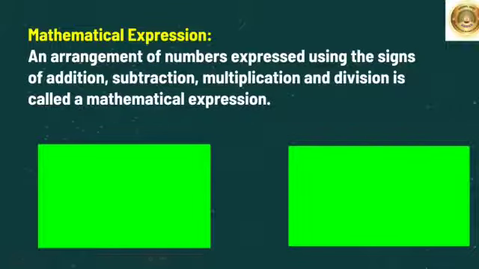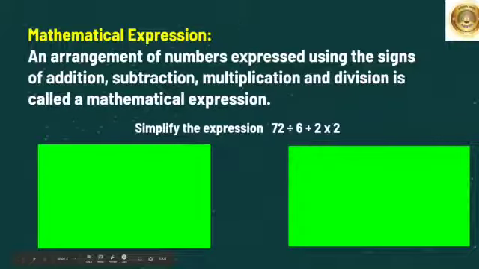Now what is a mathematical expression? An arrangement of numbers expressed using the signs of addition, subtraction, multiplication and division is called a mathematical expression. Say for example, simplify this expression: 72 divided by 6 plus 2 multiplied by 2. This is a mathematical expression which has got division, addition, multiplication, etc.